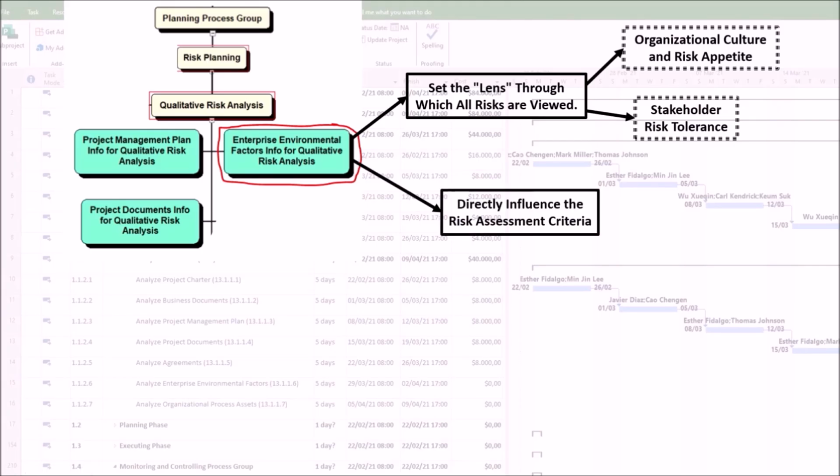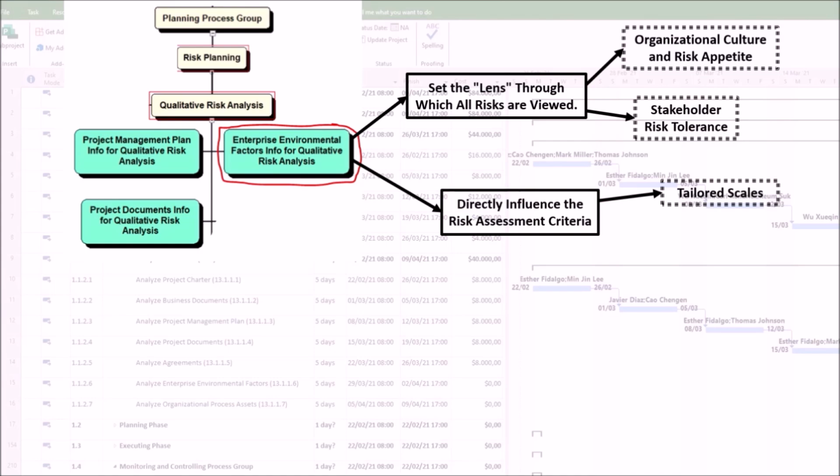2. Enterprise environmental factors directly influence the risk assessment criteria. The process uses a probability and impact matrix, which is often predefined at an organizational level, being an enterprise environmental factor.